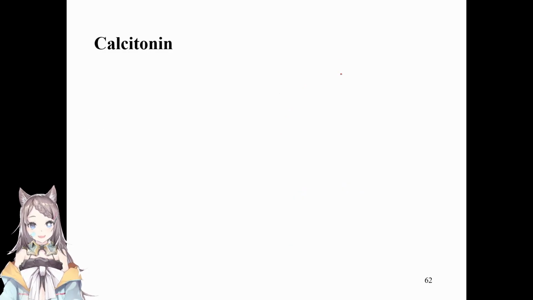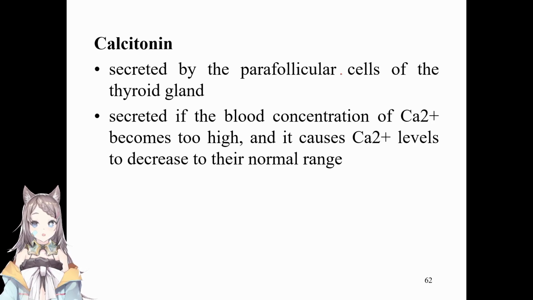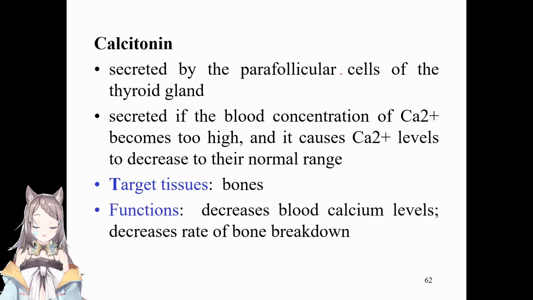Next is your calcitonin. It is also produced in your thyroid. It is responsible for calcium. So calcitonin is secreted if too much calcium is present in the body, and it causes calcium levels to decrease to their normal ranges. So this is how your body compensates for large amounts of calcium in the body. The target tissue is the bones. The effect is it decreases calcium levels by decreasing the rate of bone breakdown.